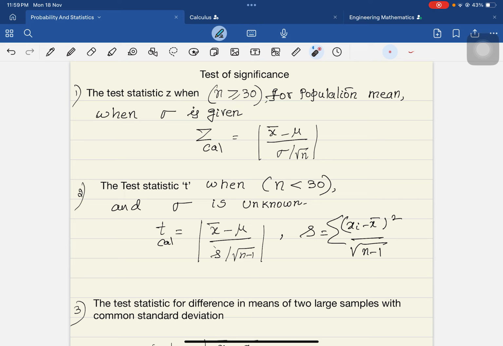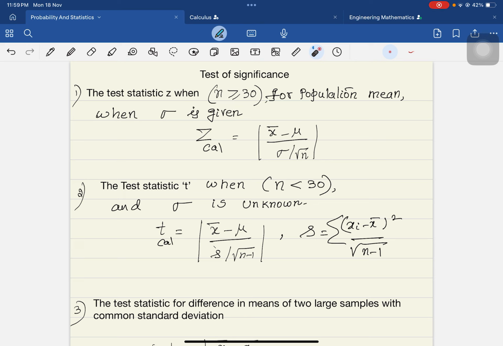In the just previous lecture, please go through that to understand all the concepts of the acceptance region and the critical region. In today's lecture, I am going to explain how to use the tests of significance in different scenarios.